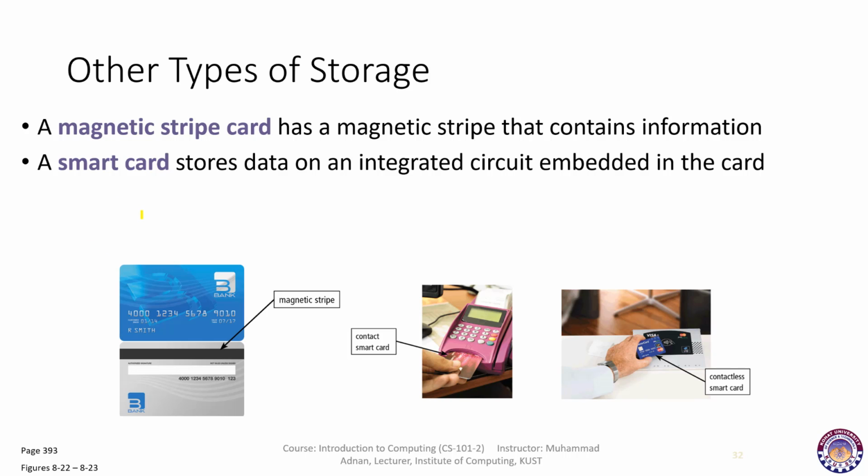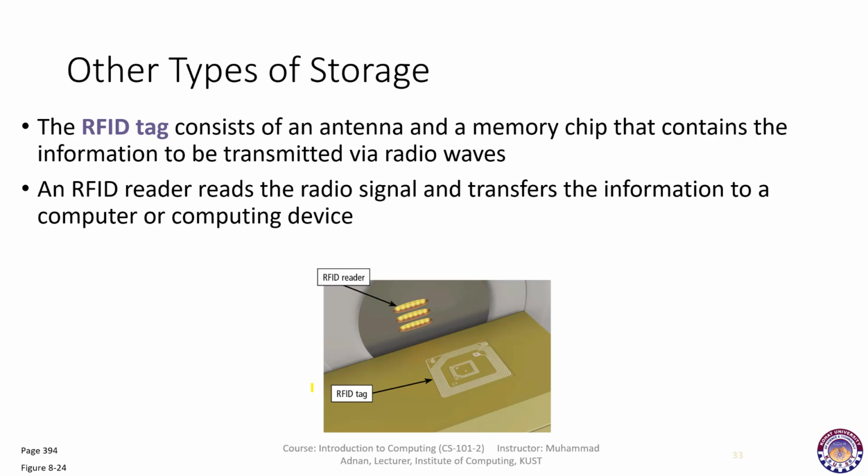We have some other types of storage like magnetic strip cards. They have a magnetic strip that contains information. So you can see this is a magnetic strip. A smart card, you can see this is a smart card, stores data on an integrated circuit embedded in the card. So this is an integrated circuit. It's a small chip where data is stored, and this data is very private and confidential.